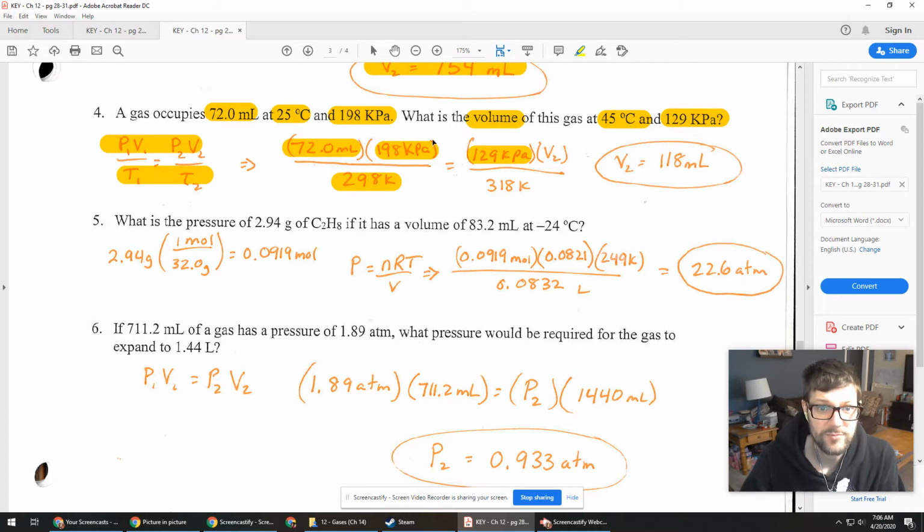As long as they're the same pressures on both sides, that's fine. There's no constant value, so there's no required units for that. However, we do have to use Kelvin. Plug them in, solve for your unknown, get your final value.